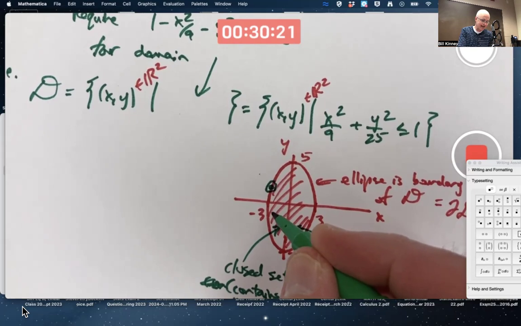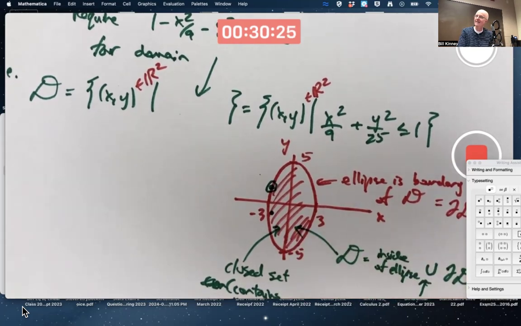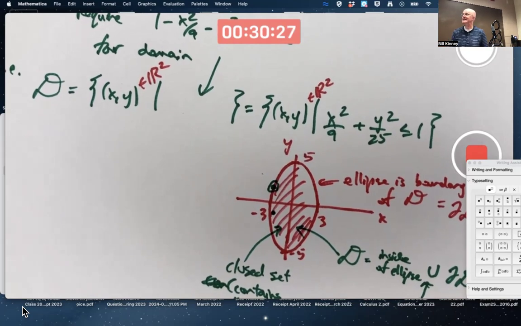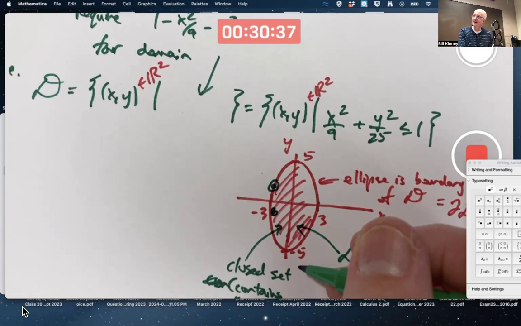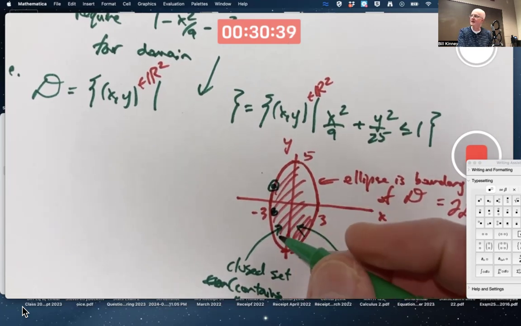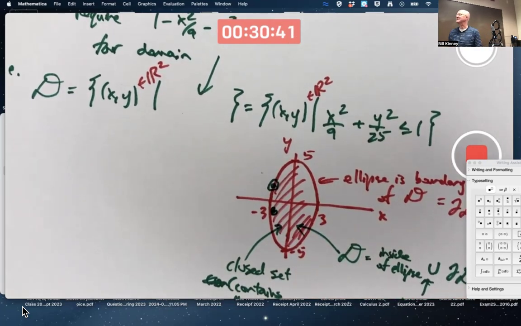On the other hand, a point inside the boundary is in the interior of the set. It's not a boundary point, which means there's at least one disk, in fact, infinitely many, if they're small enough, around that point that's completely inside the set.